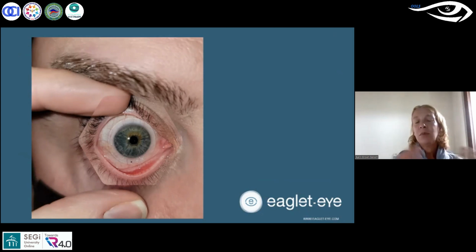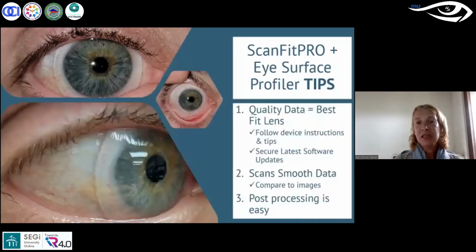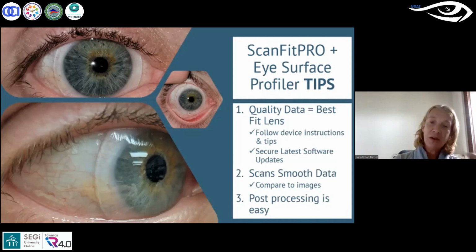So from Chris' point of view, for the ScanFit Pro and the Eye Surface Profiler, some handy tips: quality data, best fit lens, follow the device instructions. So it will be different for whatever device you're using. Secure the latest software, so make sure that both the software from the Eaglet or your profilometer is as up to date as you can get it, as well as the ScanFit Pro software. So scan smooth data, compare the images, and post-processing is easy.